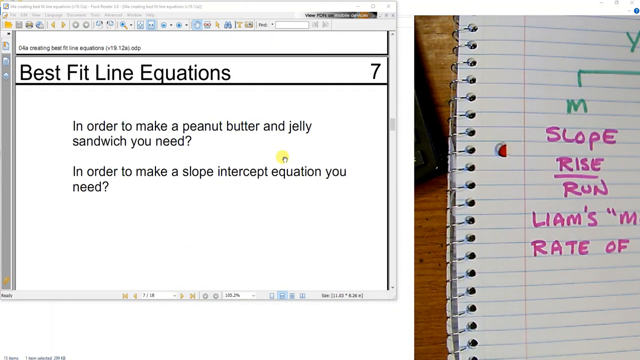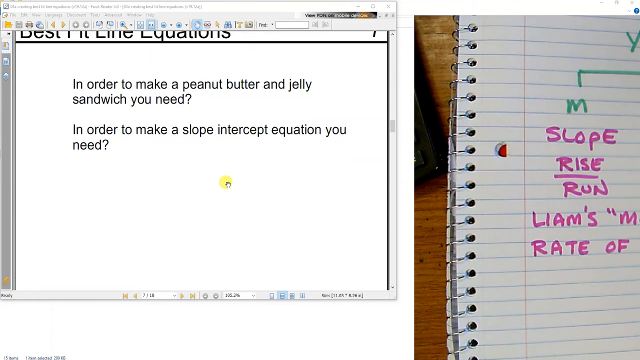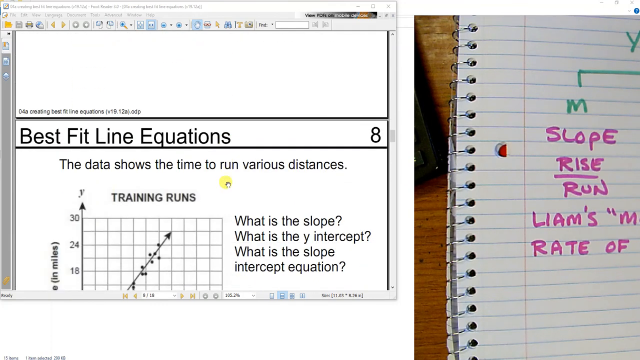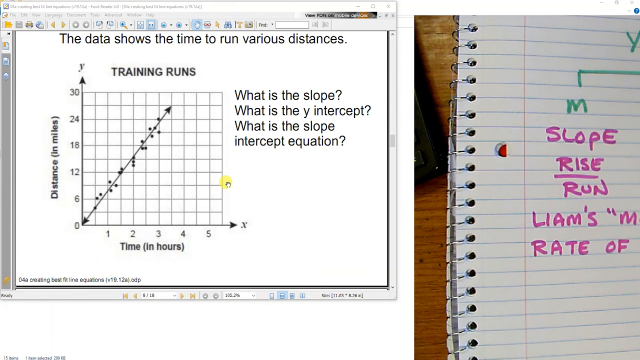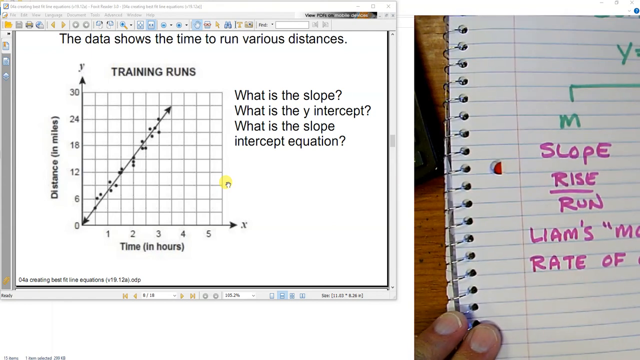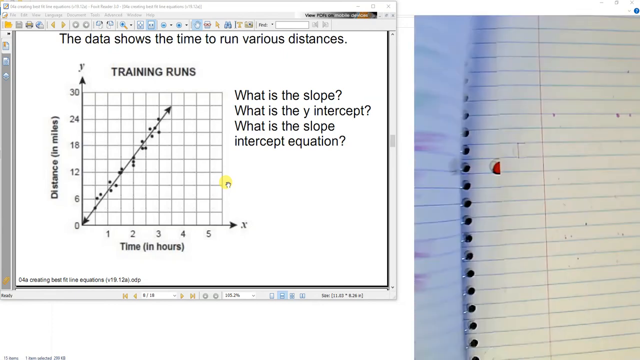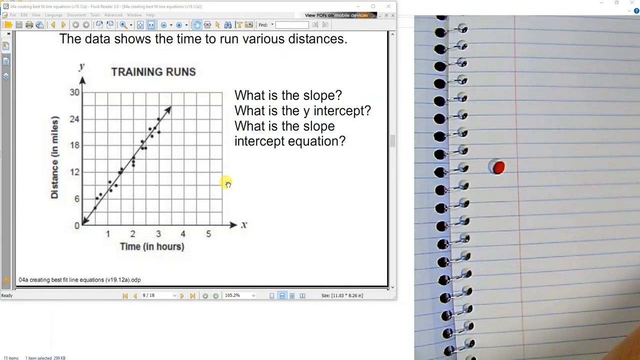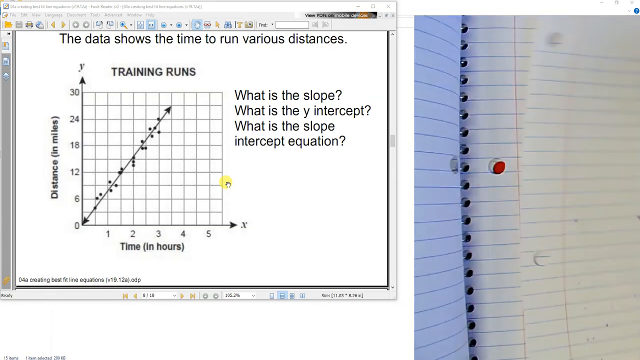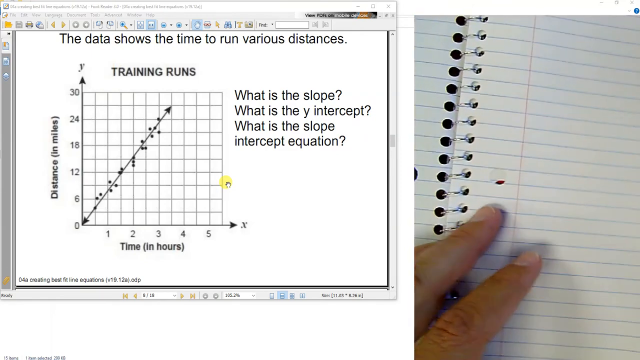How do you make a peanut butter and jelly sandwich? Well, you need to get peanut butter and jelly. How do you make a slope-intercept equation? Well, you need the slope and the y-intercept. So what we're going to do here is something we've actually done before, except it starts as a scatter plot. We draw in the best fit line, and then we build the equation.